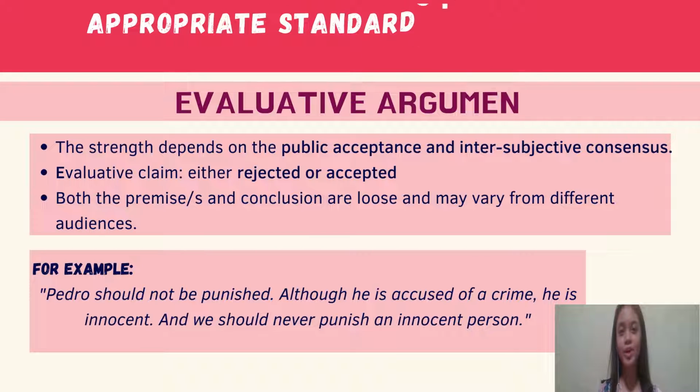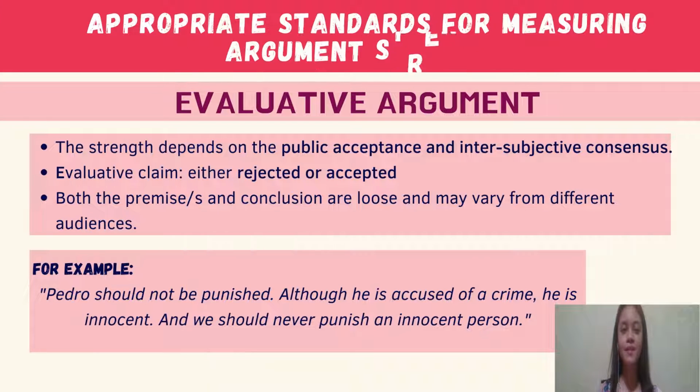Lastly, we have evaluative argument. Its strength depends on the acceptance of the public or the intersubjective consensus when it comes to morals and principles that are provided to justify the claim. The claim may be either accepted or rejected. Both the premises and conclusion are loose and may vary for different audiences. For example, Pedro should not be punished. Although he is accused of a crime, he is innocent, and we should never punish an innocent person.